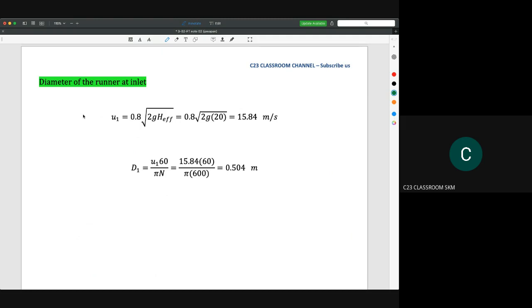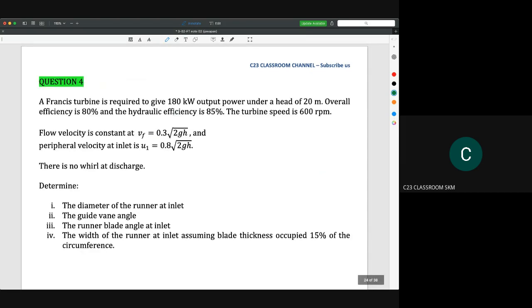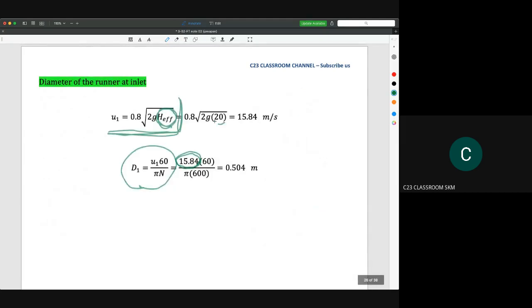So the diameter of the inlet. We could use U equals pi D N over 60. So we rearrange the equation, and we could calculate the D. The diameter is U1 times 60 over pi N. So we substitute the value of U1 here. Because we don't have any information about the losses inside the pipe, we assume that the height of these 20 meters is actually the effective head. So we use the 20 meters here as the effective head. So the U1 is 15.84. We substitute into this equation, so we will get the diameter is 0.504 meters.